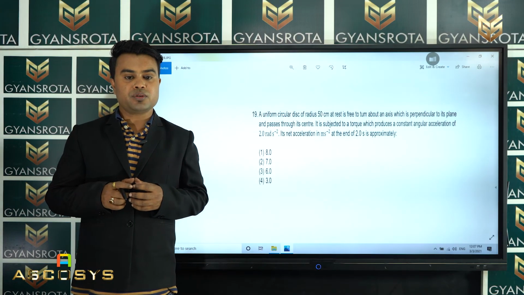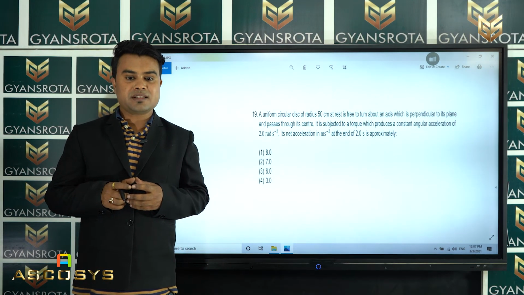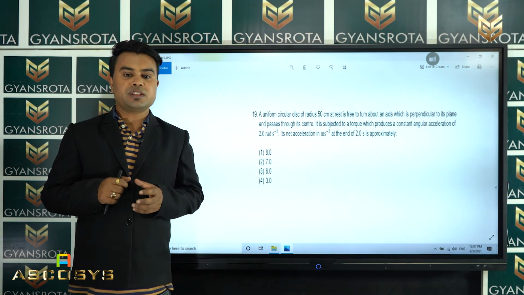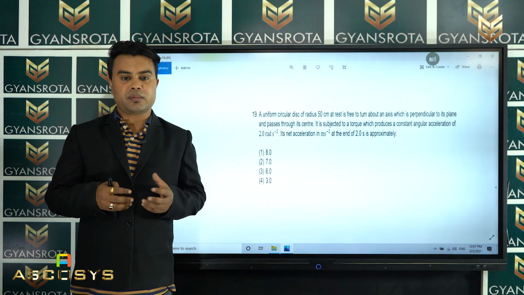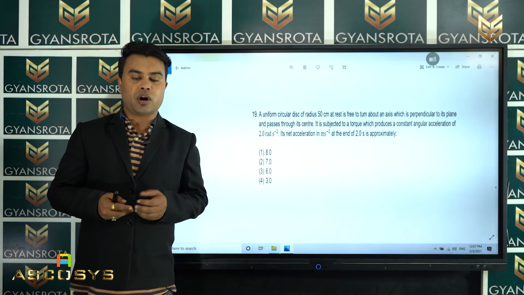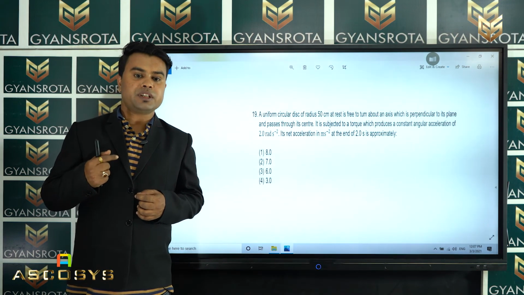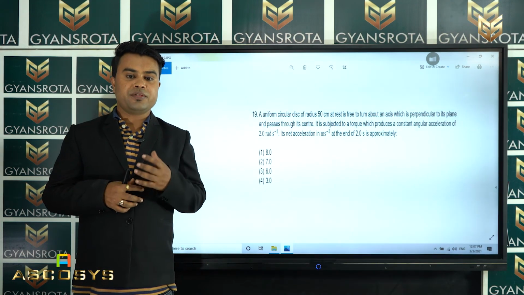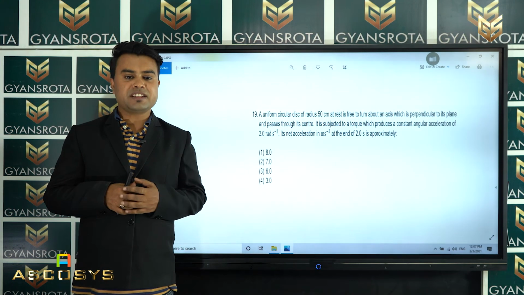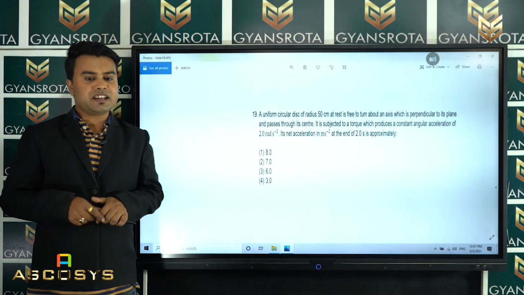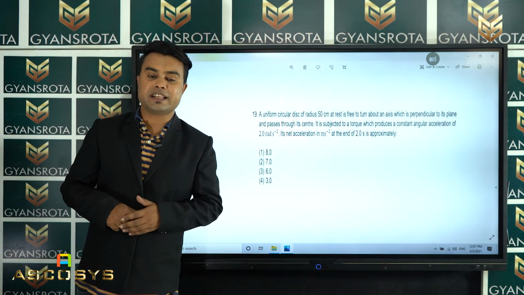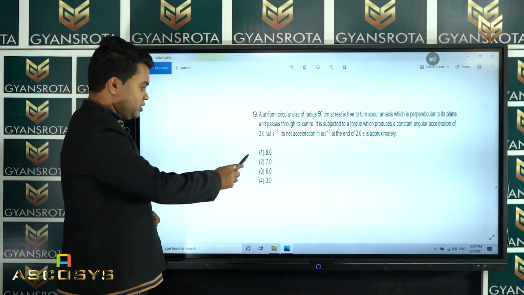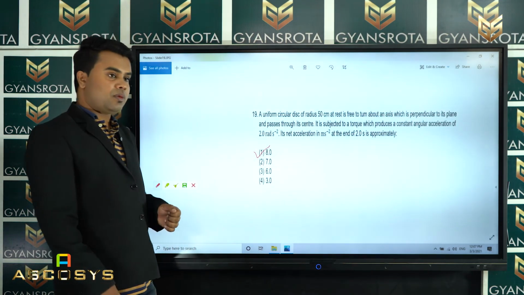So options are given to you. You need to calculate its acceleration in meter per second square. This is again a question from the system of rotational bodies, where a body moves in a circular path and you need to calculate its acceleration. If you use the acceleration formula, you will see that the final answer comes out to be option number 1, that is 8 meter per second square in 2 seconds. So this is the right answer, number 1.